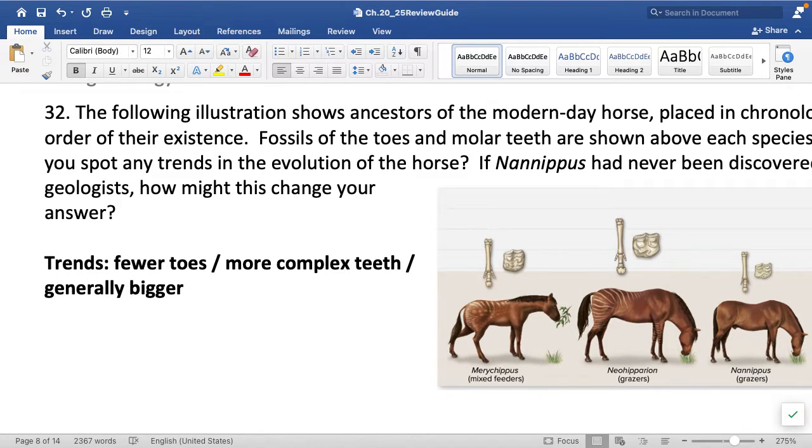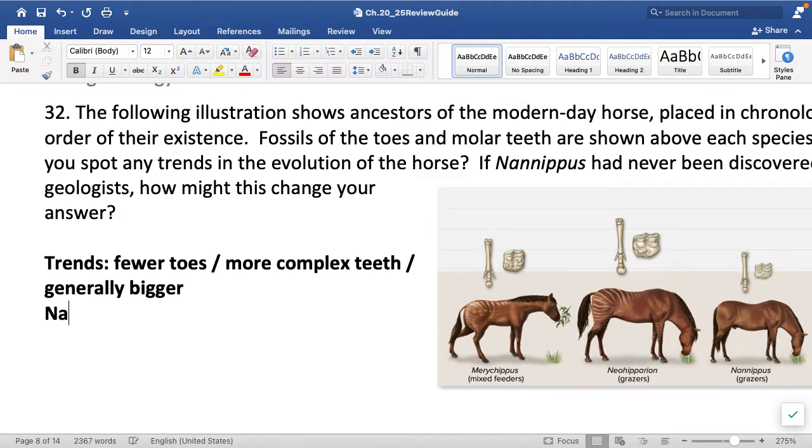Because that last one is just bam, like big. Okay, so if the nanopus had never been discovered, how might this change your answer? We would say it just got bigger over time. Yeah, so you would say fluctuating, that it was just directional.